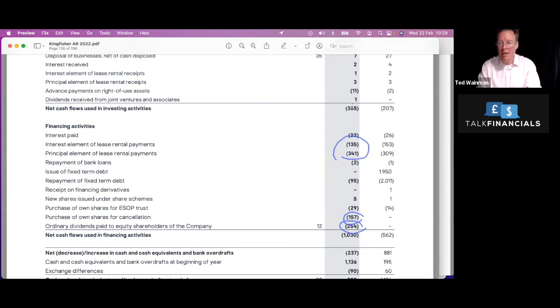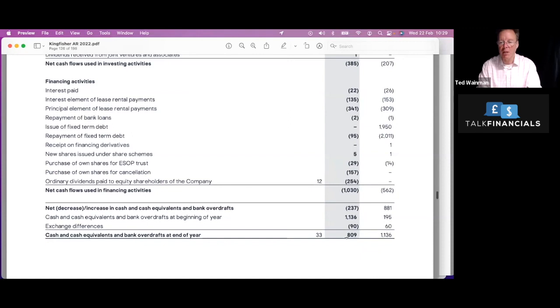Okay, so they're earning about £1 billion. They're spending 385 on capex. They're spending another £1 billion on financing, which means that overall the cash is going down. They started the year with £1 billion and they finished with 800 million. So they've still got enough cash in the bank, and we're reasonably comfortable with that.